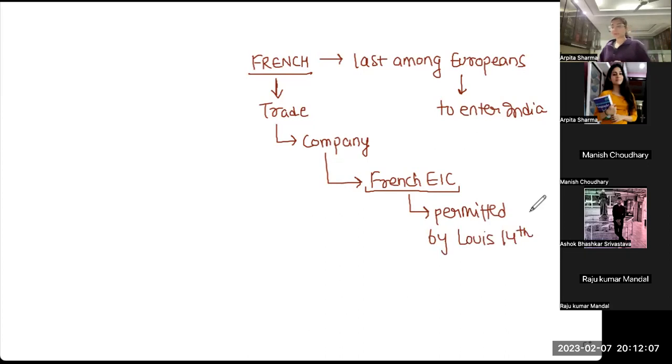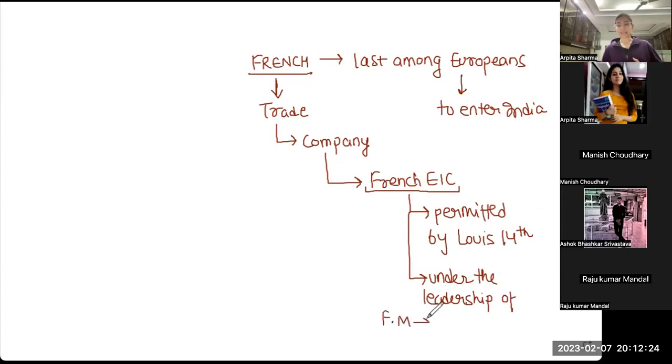But at that time, who recommended to establish this company? Under whose leadership was the company established? Write it down. Under the leadership of the finance minister of that time in France, Jean-Baptiste Colbert. He was the finance minister of France at that time. Under his leadership, Louis XIV granted the permission to create the French East India Company.